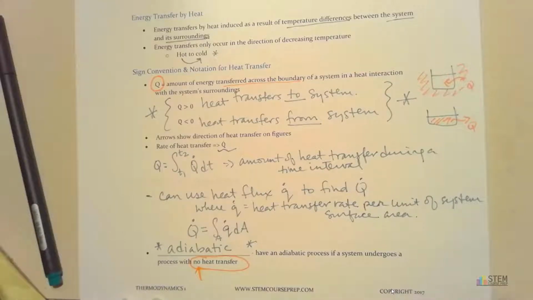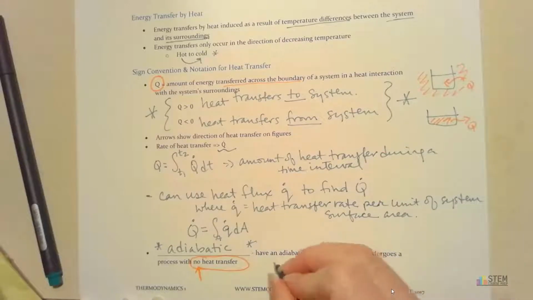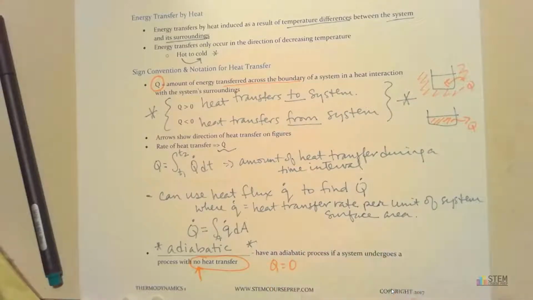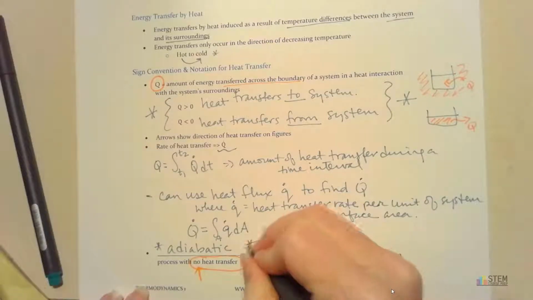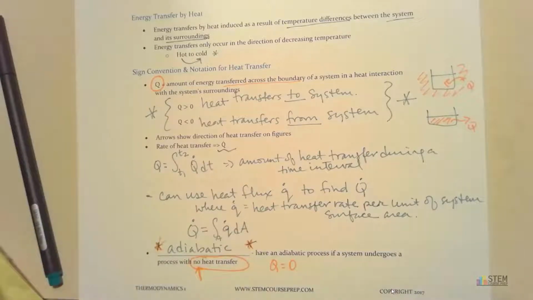Okay? And that's going to be important to look for this term when you're working out your problems, because if you see where it says the system is undergoing an adiabatic process, that means Q is going to be 0. Okay, because there's no heat transfer. So keyword right here, make sure you pay attention to that one, because we will see it over and over and over again.